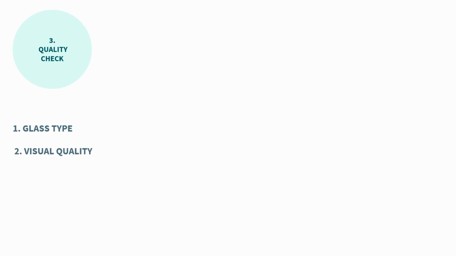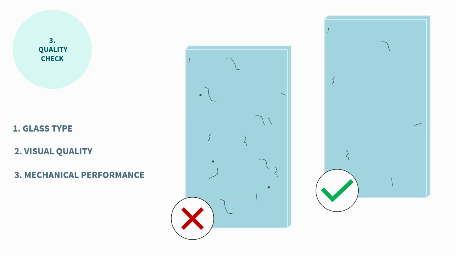The quality assessment of the glass panels should analyze various key aspects, such as the glass type, the visual quality, so the presence of defects on the glass surface, and the residual strength of the glass, which is strongly correlated to the condition of the surface, again defects and scratches.